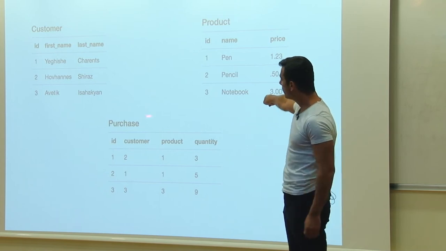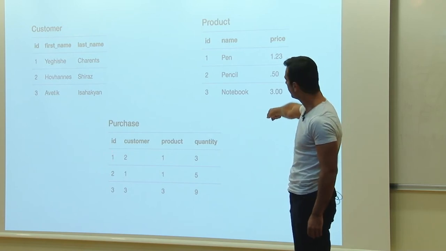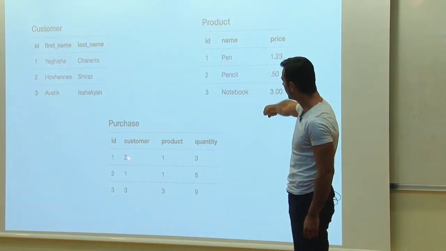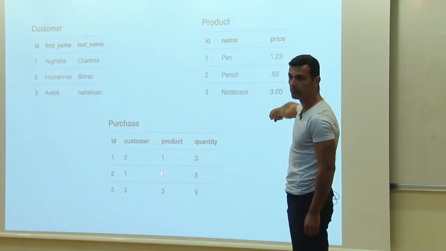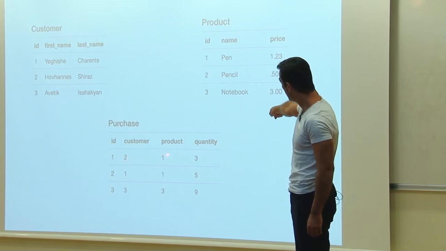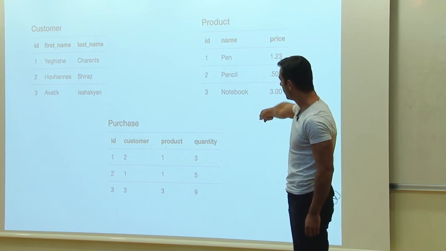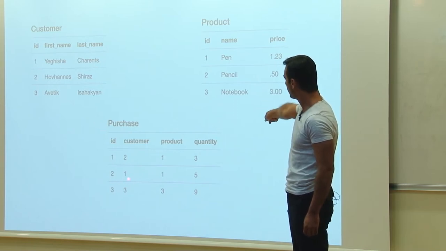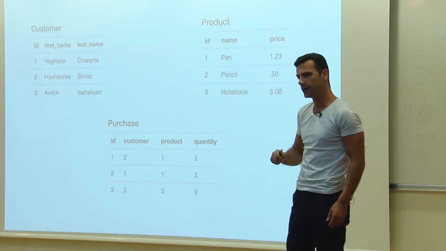Then we have purchases. Interesting. So this is the purchase ID. This is the customer ID. So that's number two, that's Shiraz, right? So what this is saying is that Shiraz purchased product number one, that's pen, three of them. So Shiraz purchased a pen, three of them. What does this say? This is just an ID of the purchase. Who is this? Chadens. So Chadens bought which product? Again, a pen. How many of them? Palm. Make sense?